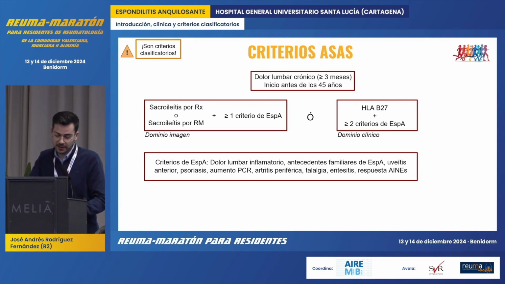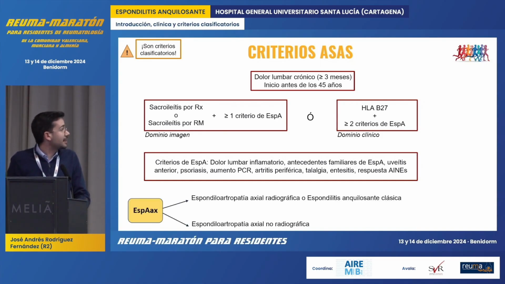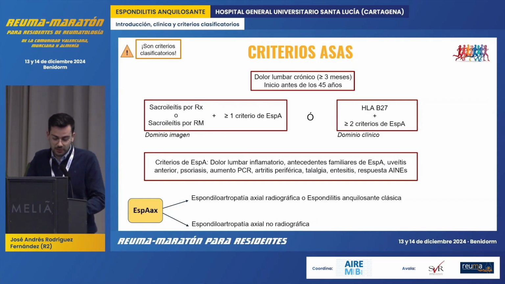In the case of the clinical domain, these would include inflammatory back pain, a family history of spondyloarthritis, anterior uveitis, psoriasis, elevated CRP, peripheral arthritis, heel pain, enthesitis, or a good response to NSAIDs. And once classified as axial spondyloarthritis, we differentiate between radiographic or classic ankylosing spondylitis and non-radiographic axial spondyloarthritis.